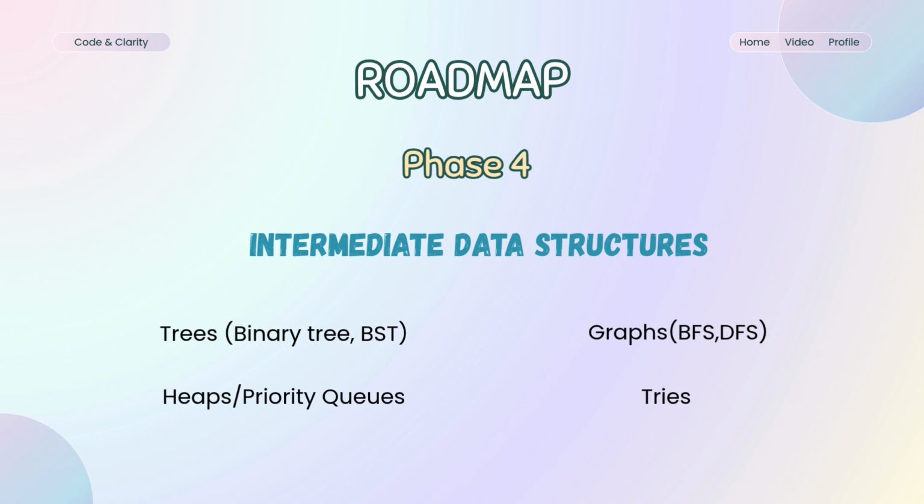Then learn heaps or priority queues, scheduling problems, optimization problems. Then move to the graphs, networks, shortest path questions, maps. Then in graph you learn about the breadth first search and the depth first search. Then move to tries. Now, these tries are word-based problems and autocomplete problems.